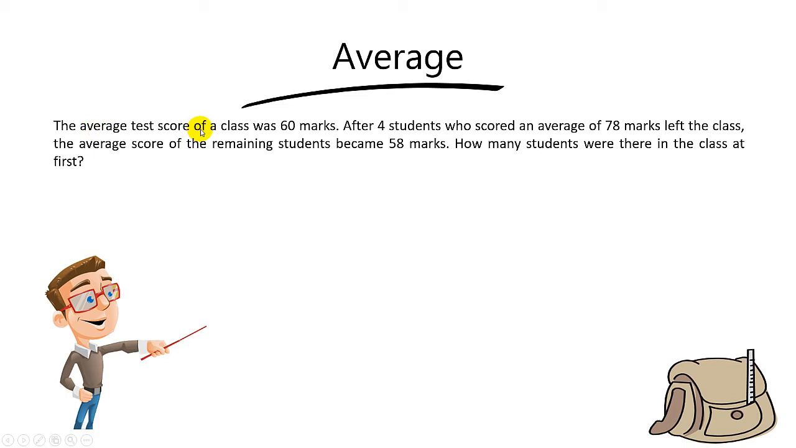The average test score of a class was 60 marks. After 4 students who scored an average of 78 marks left the class, the average score of the remaining students became 58 marks. And the question asks, how many students were there in the class at first?